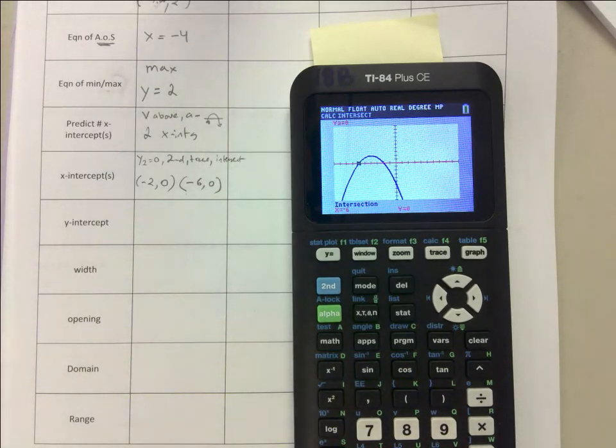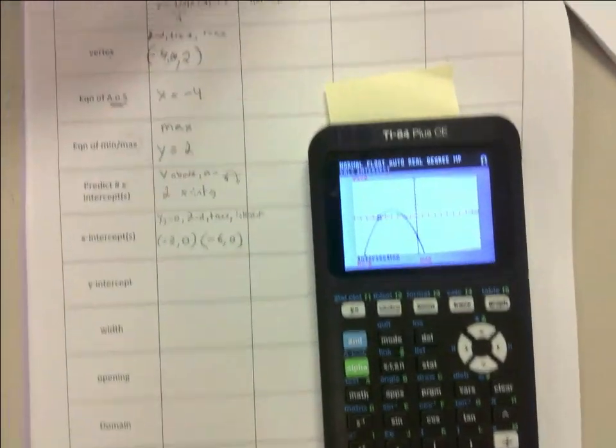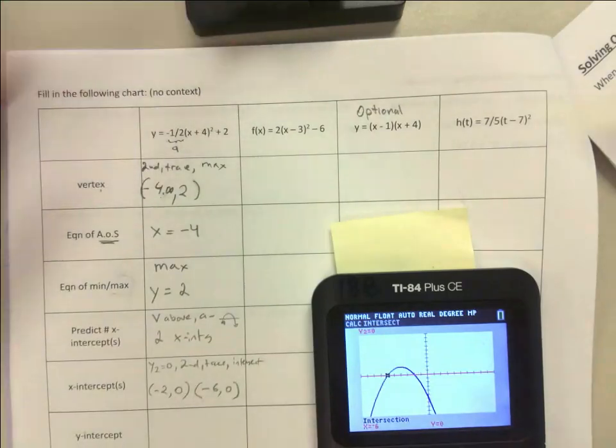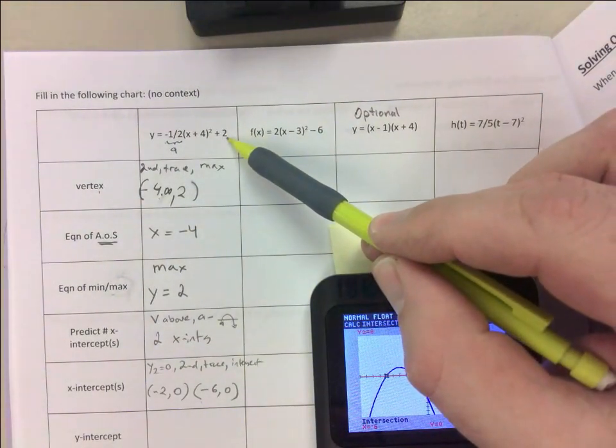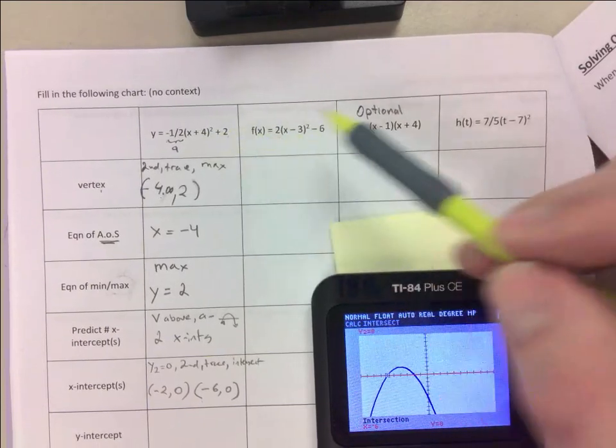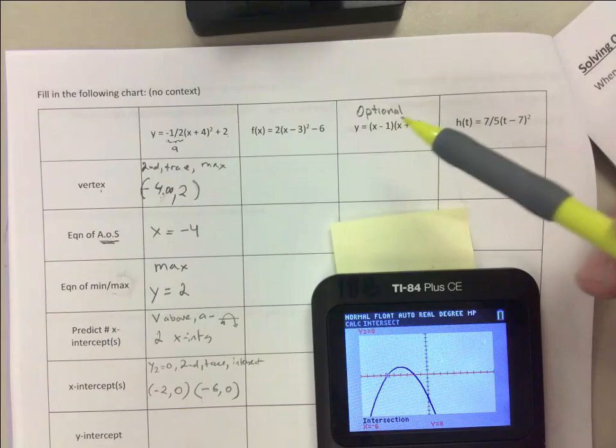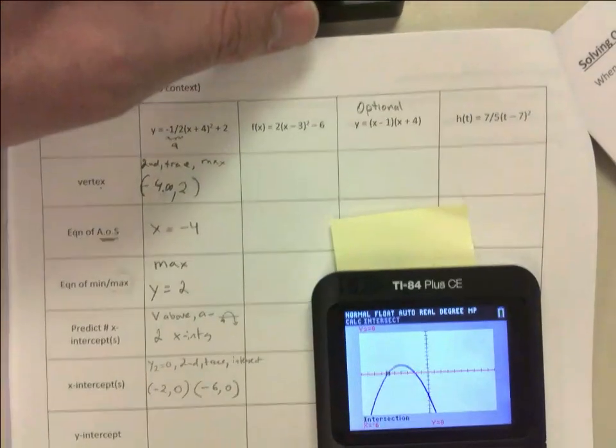For the y-intercept, if you're sleeping, now I need you to stay awake for this one. Do I need my calculator? This is a trick question, by the way. Is this my y-intercept? Why not? It's not in general form, so you cannot say 0, 2. I'll prove it to you.